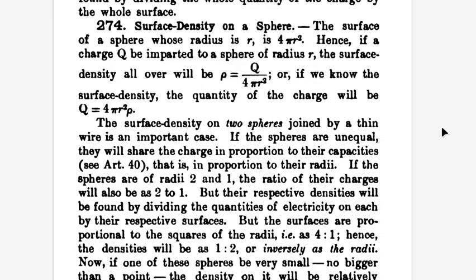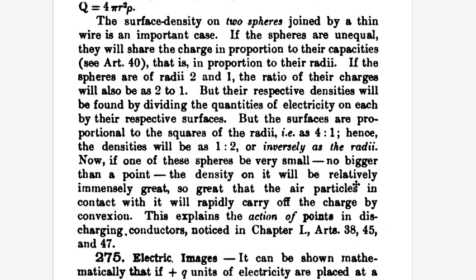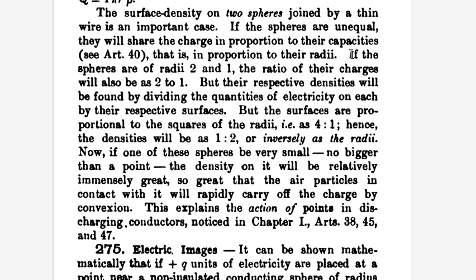The surface density on two spheres joined by a thin wire is an important case. If the spheres are unequal, they will share the charge in proportion to their capacities, see Article 40, that is, in proportion to their radii. If the spheres are of radii 2 and 1, the ratio of their charges will also be as 2 to 1. But their respective densities will be found by dividing the quantities of electricity on each by their respective surfaces. But the surfaces are proportional to the squares of the radii, that is 4 to 1, hence the densities will be as 1 to 2, or inversely as the radii.